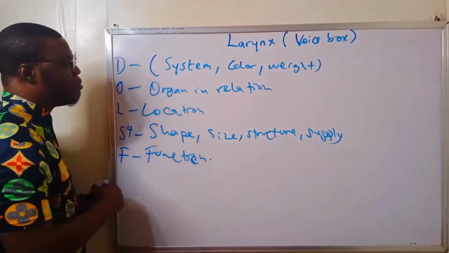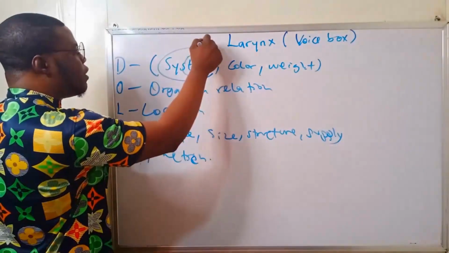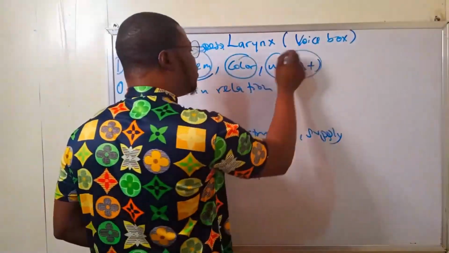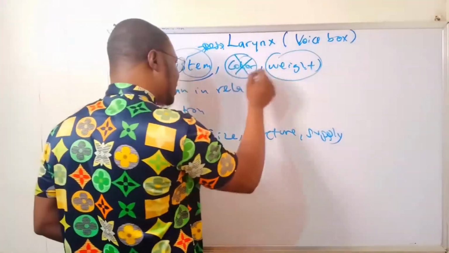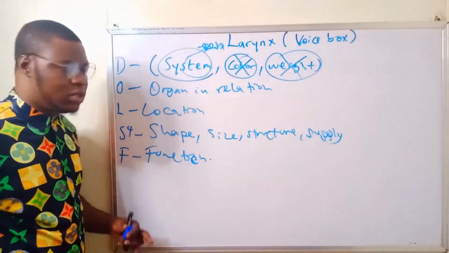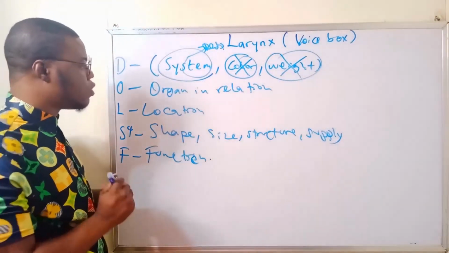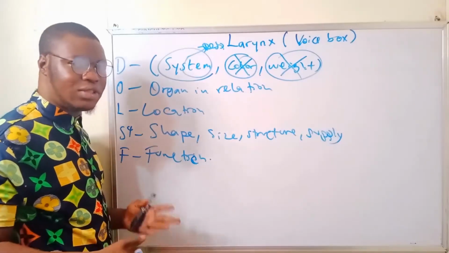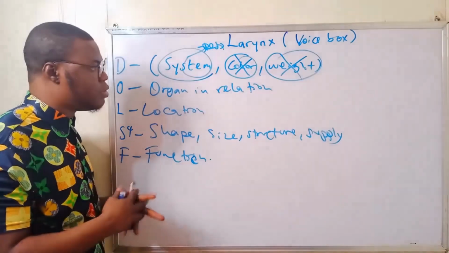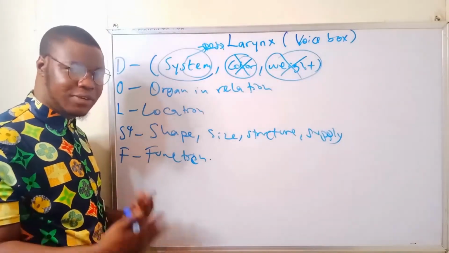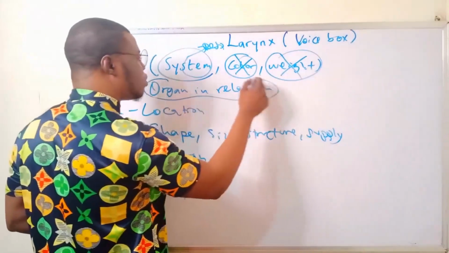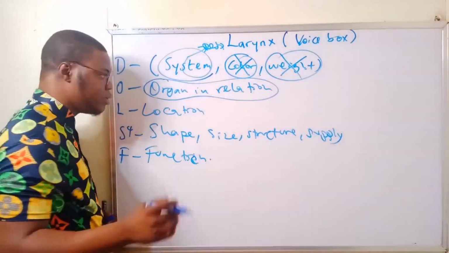Now, for the system, it's an organ of the what? Of the respiratory system. I've told you the majority of the organs of the respiratory system, we used to neglect a lot of things about them. So the color and the weight are neglected now. I will tell you about it very well later. Now, the next thing is organ in relation. I will tell you this under the structure, so let's leave it for now as well.